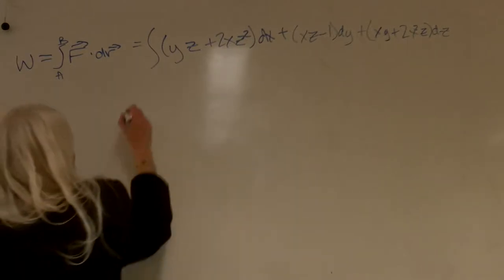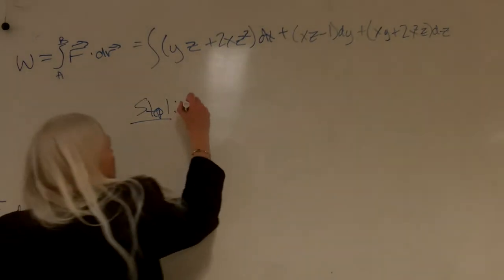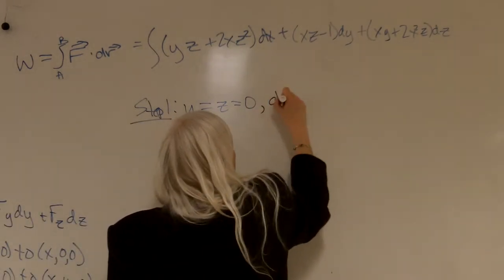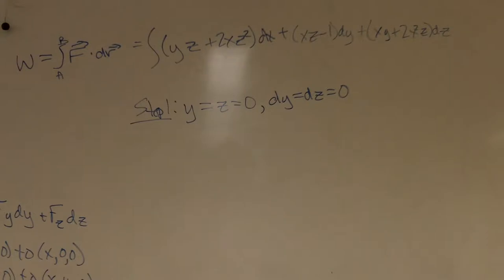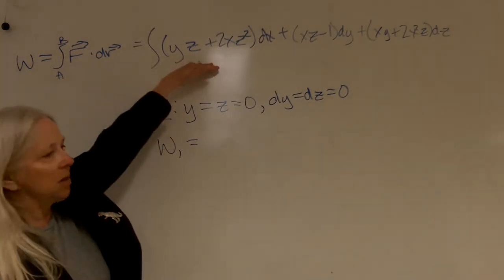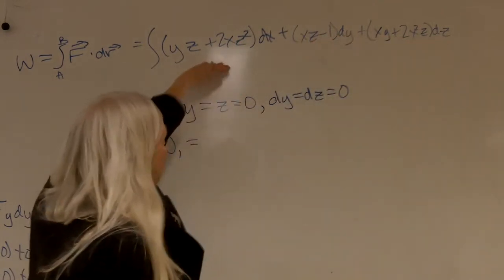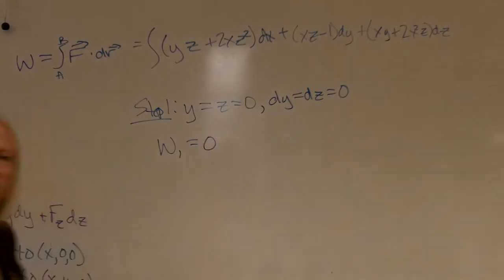Okay, so let's do step one of this path. Okay, so along step one, we're varying the x coordinate, but we're keeping both y and z fixed at a value of 0. So y and z are both equal to 0 along step one. Since y and z are constant and don't change, that means dy and dz, in other words, the changes in y and z, are also 0. So if we evaluate the work for step 1, let's call that W sub 1. Again, we're going to use this expression up here, okay? But dy and dz are 0, so this term and this term are gone because of that. And in this term, we can set y and z equal to 0. That'll make both of these terms 0, so the whole thing is 0 for step 1.